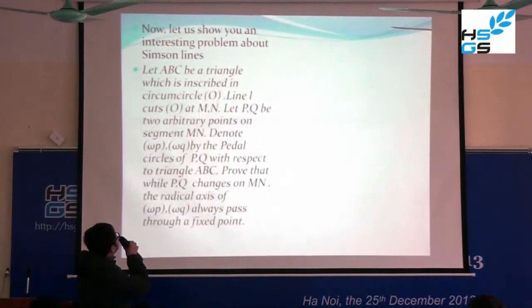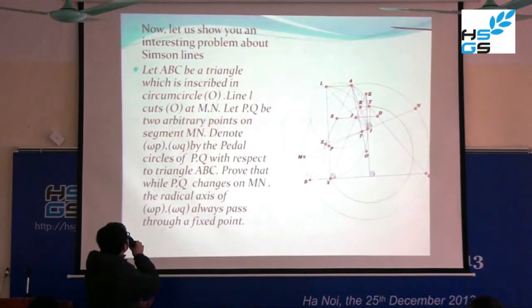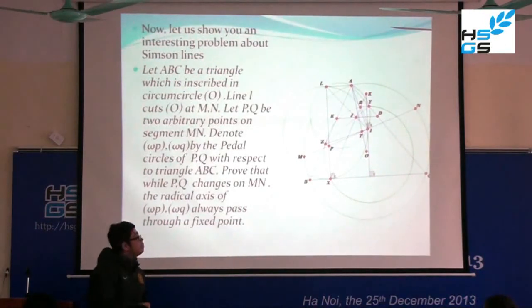Now, let us show you an interesting problem about the Simpson lines. Let ABC be a triangle which is inscribed in the circle O. Line L cuts the circle at points M and N. Let P and Q be two arbitrary points on segment MN. We denote omega P and omega Q as the Taylor circles of P and Q with respect to triangle ABC. Prove that while P and Q change on segment MN, the radical axis of omega P and omega Q always passes through a fixed point.